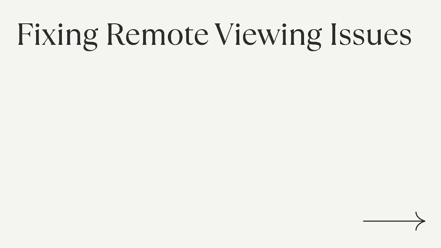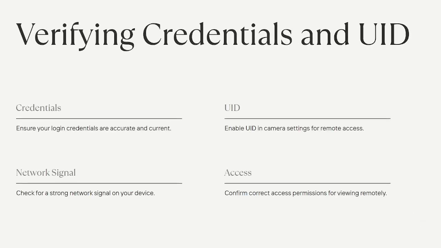In this video, we will be showing you how you can fix your Reolink remote viewing that is not working. First is to ensure that you are using the correct username and password and confirm that your camera UID is enabled in settings. Verify your phone or PC has a strong signal. You can also restart your Reolink camera, NVR, and router, and also update the camera or NVR firmware and the Reolink app to the latest version.